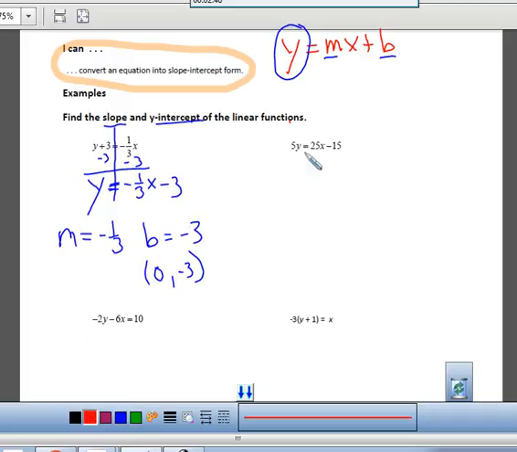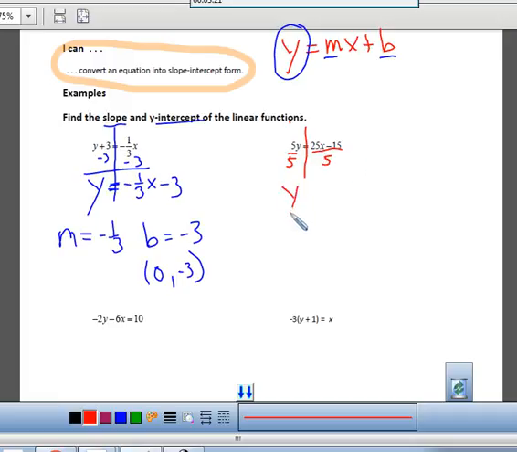So we have 5y equals 25x minus 15. What's wrong with this? Well, I bet some of you are already saying, well, we've got a 5 next to the y, and we don't want that. So how do you take care of that? What's the inverse operation? You're going to divide both sides by 5. Now, when I say divide both sides, I mean everything over here needs to be divided by 5, not just one part of it. That's the biggest mistake that students make is they only divide one of these terms and not the whole thing.